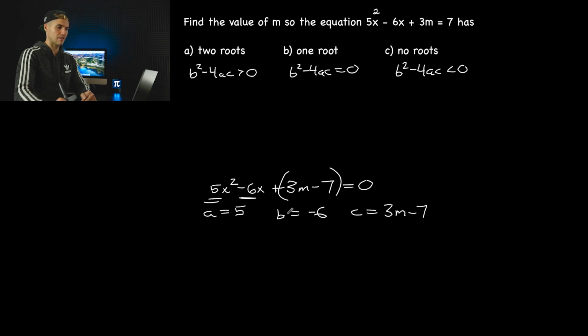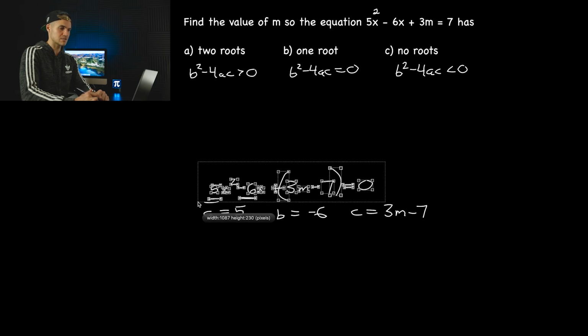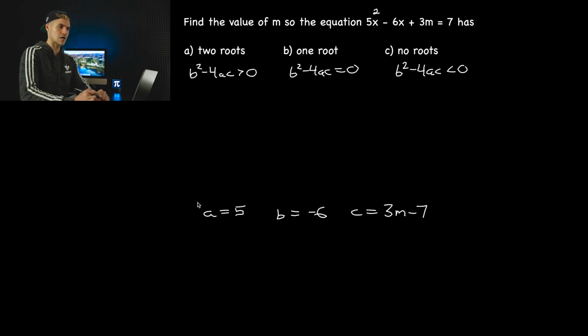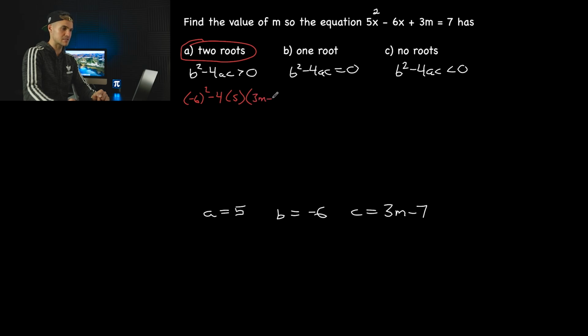And so from here, now that we have our a value, b value, c value, we just have to plug it into these different inequalities here and basically solve for the m value, right? So this first one here, let's maybe do it in different colors. So we'll have negative 6 squared minus 4 times 5, and then the c value, you got to put in brackets, 3m minus 7 is greater than 0.